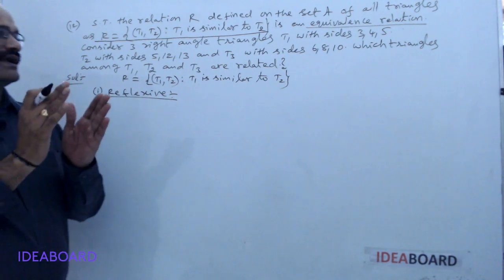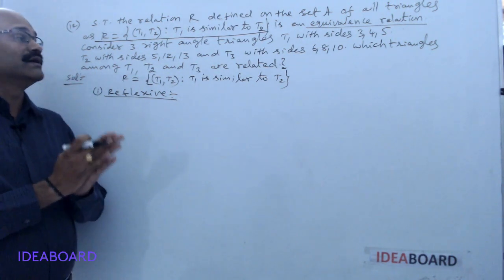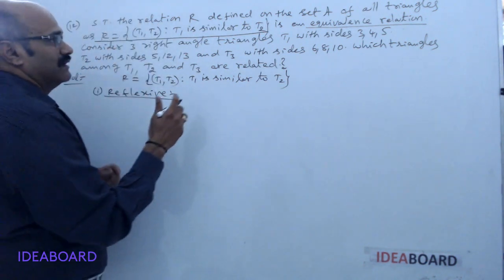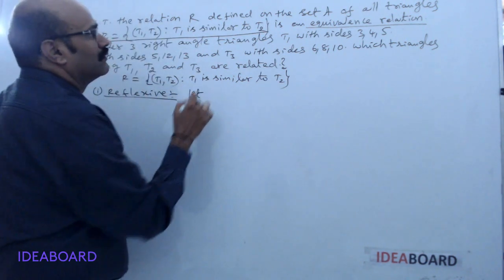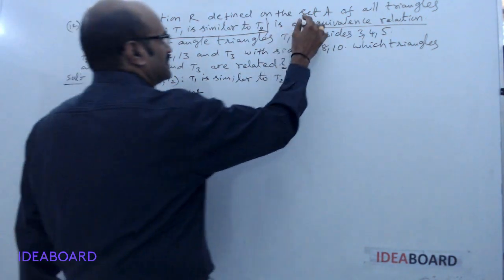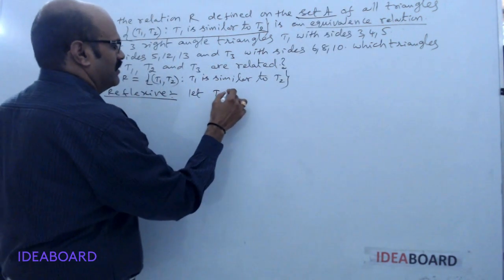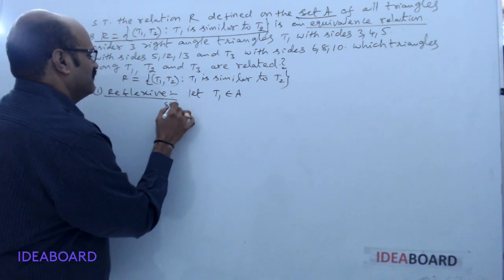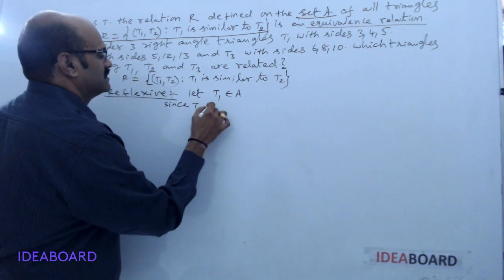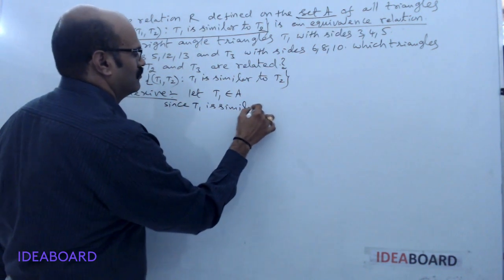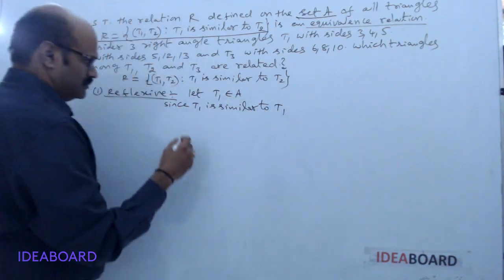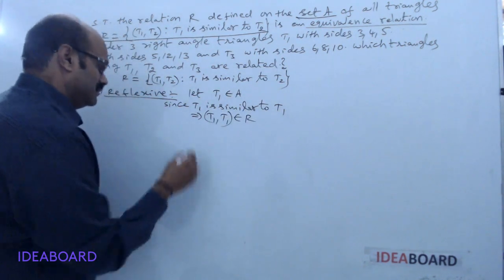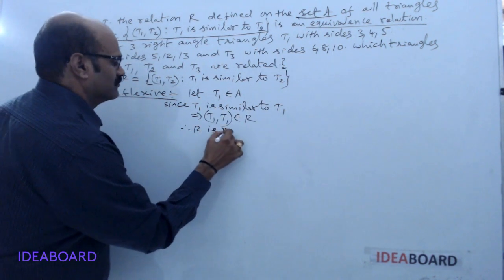First, reflexive. We know that every triangle is similar to itself. So, clearly, similar to is reflexive. Let the set be given by A here. Let T1 belongs to A. Since T1 is similar to T1, we say that (T1, T1) belongs to R. Therefore, R is reflexive.